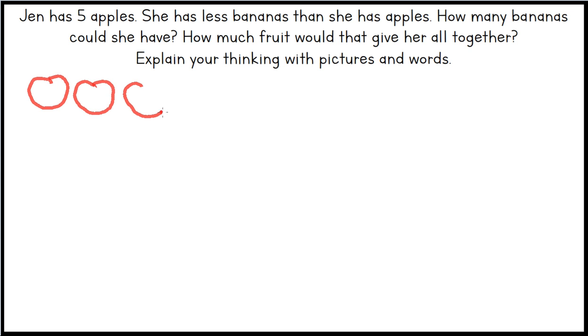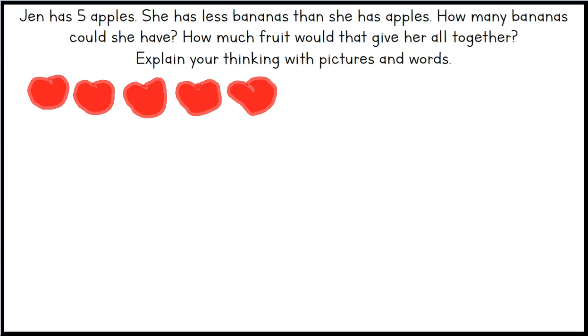Two, 3, 4, and ooh, that's a little misshapen 5. Now let's get them colored in there. 1, 2, 3, 4, 5. And give it a little stem. All right, so Jen has 5 apples. 1, 2, 3, 4, 5.